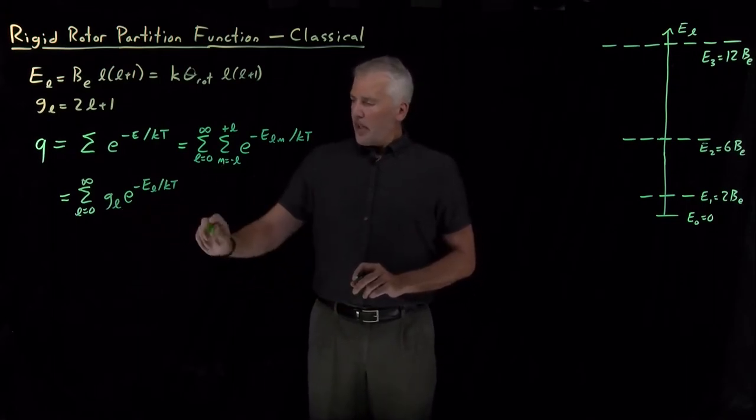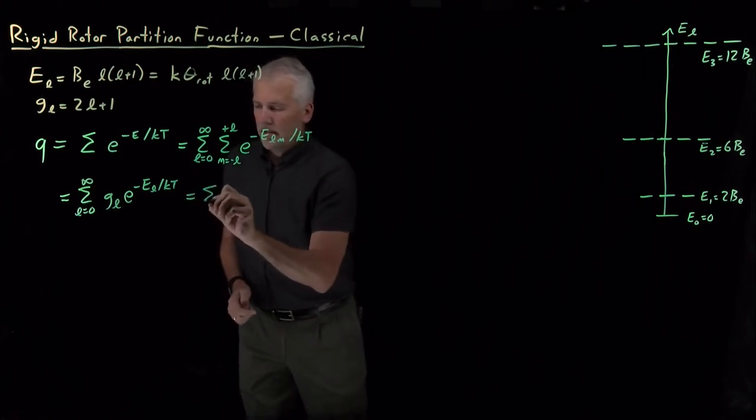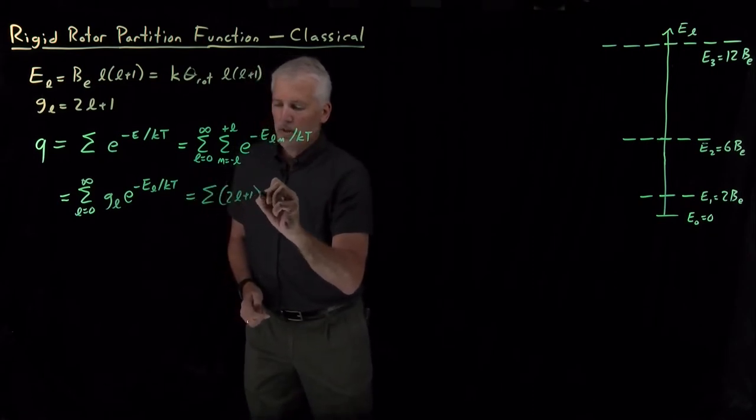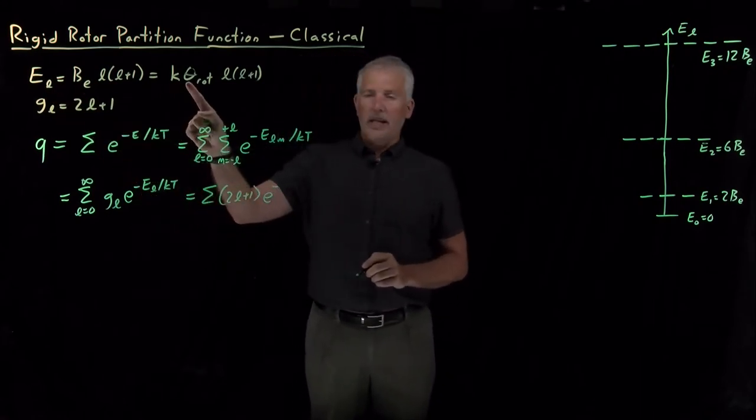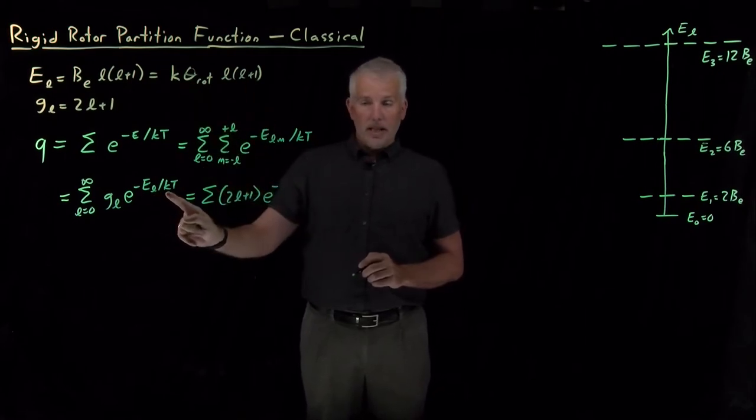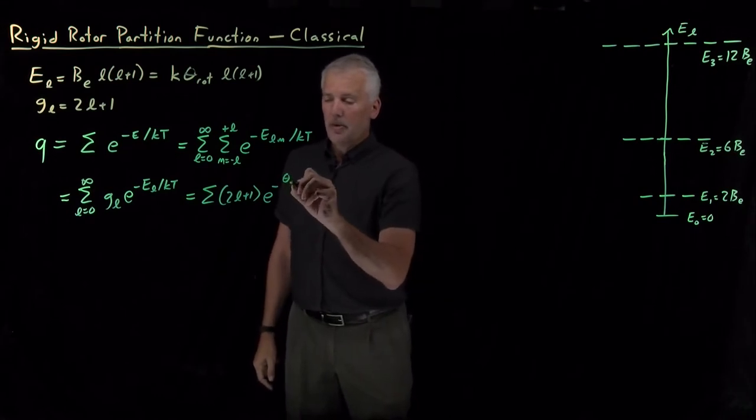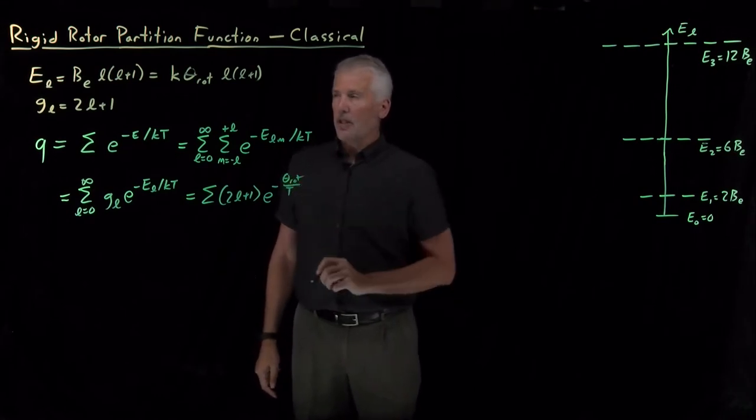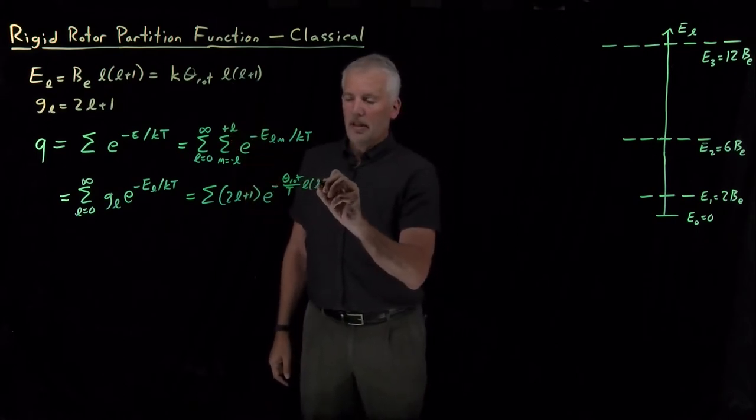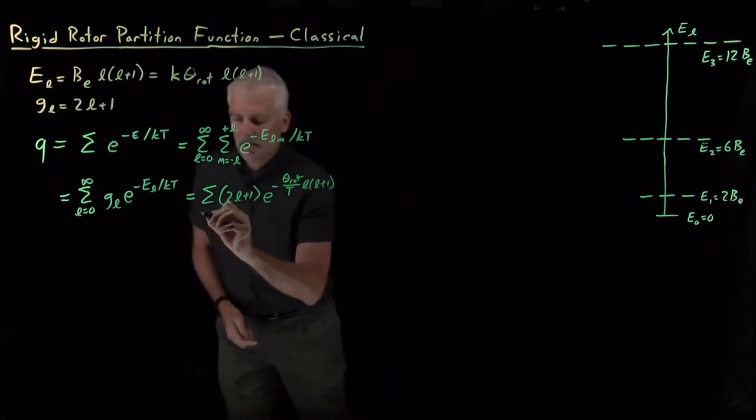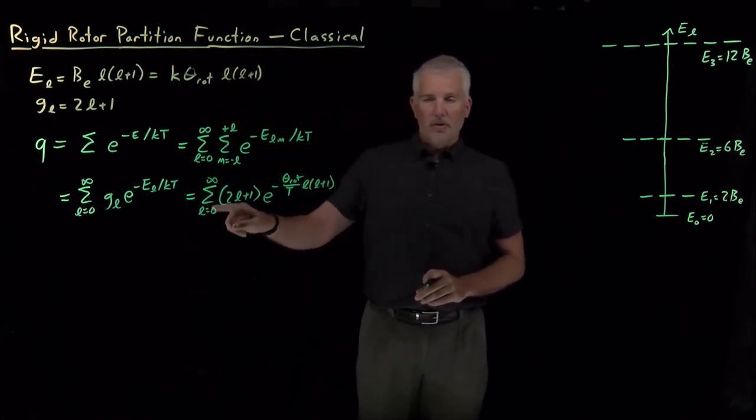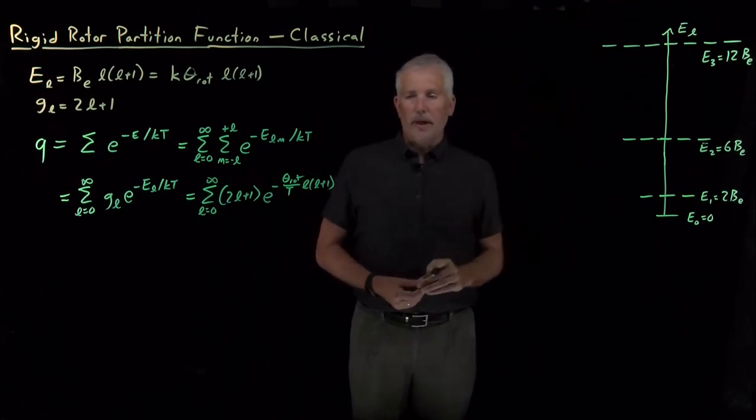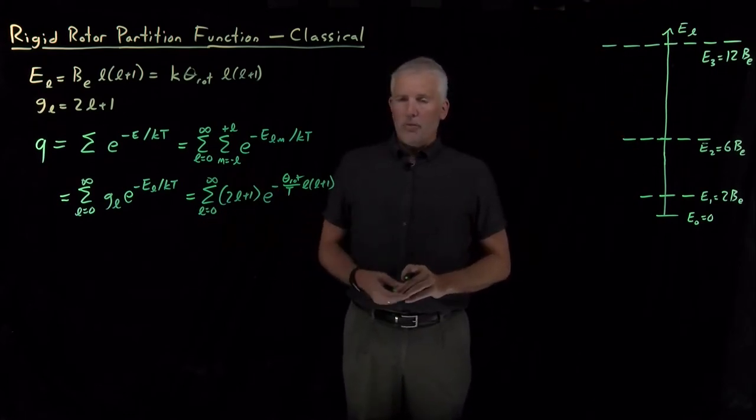So let's go ahead and write that out as the degeneracy of 2L plus 1. And the energy, E sub L, looks like k times theta times L times L plus 1. k times theta, when I divide it by kT, the k's cancel, and I've just got a theta rotational in the numerator, a temperature in the denominator, and I've still got this L times L plus 1. So that's the sum I want to perform over, unfortunately, an infinite number of L's, 0, 1, 2, 3, and so on as we climb this ladder all the way up. So how do we go about doing that?